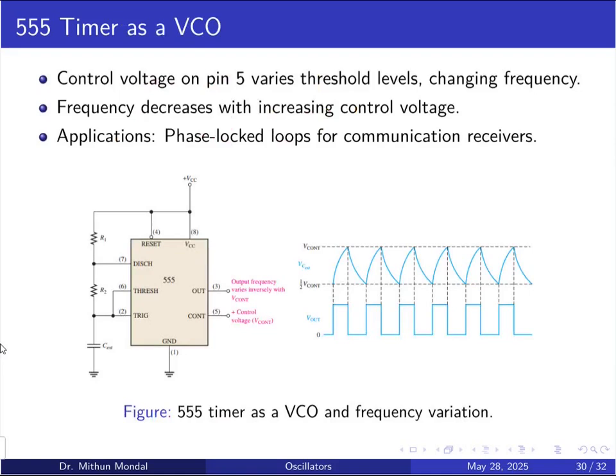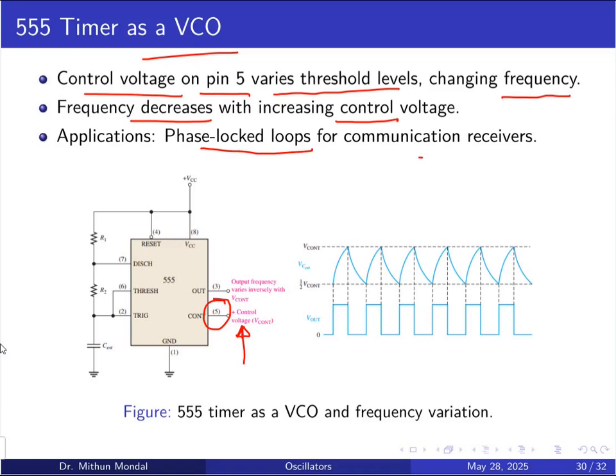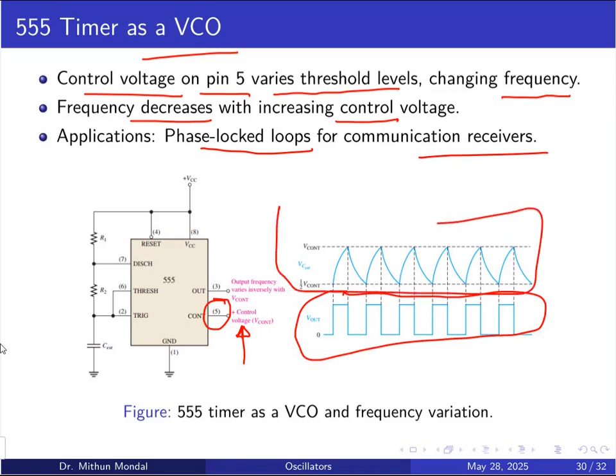So the 555 timer, when it is used as a voltage control oscillator, will be controlling the voltage on pin 5. So here you have the pin 5 where you are basically controlling the voltage, and it varies the threshold levels, changing the frequency. Frequency decreases with increasing control voltage. So when you increase this control voltage, the frequency will be decreasing, and it can be used for phase locked loops for communication receivers. So the square wave that you are getting from the charging or discharging of the capacitor using the control voltage given at the fifth pin of a 555 timer, you can control the frequency by controlling the voltage.